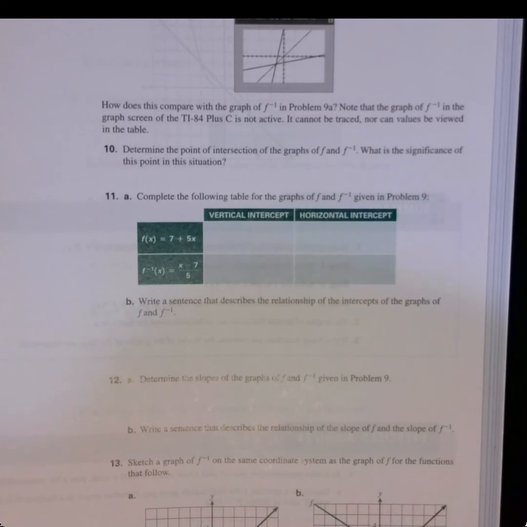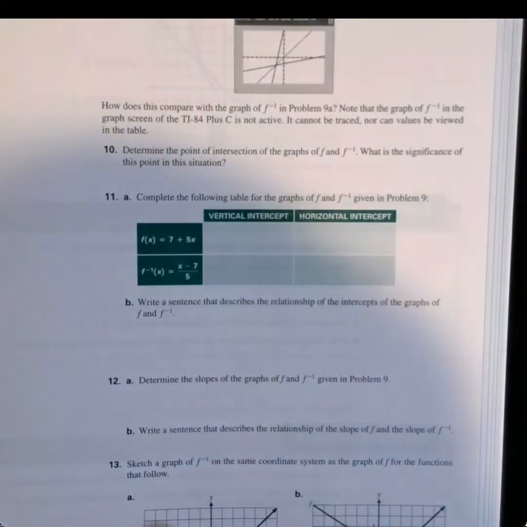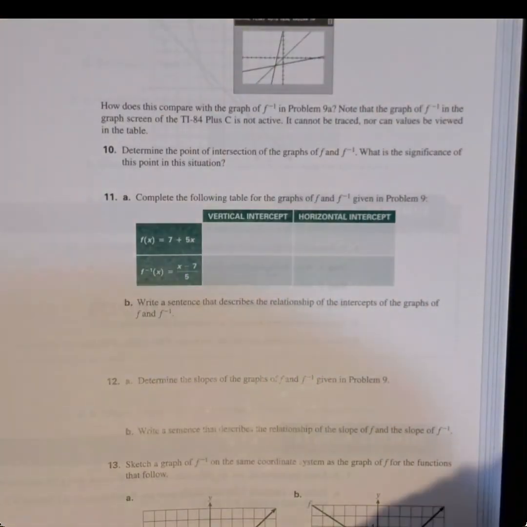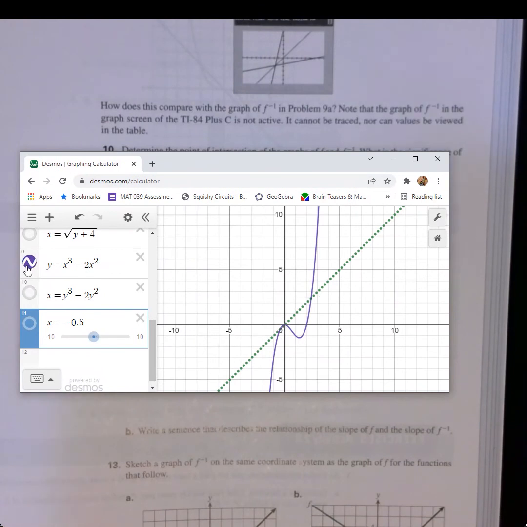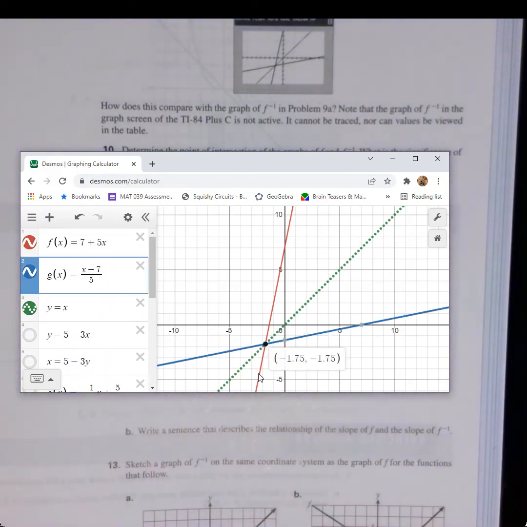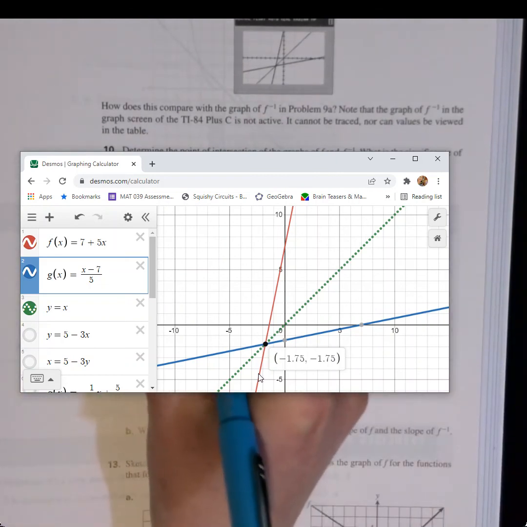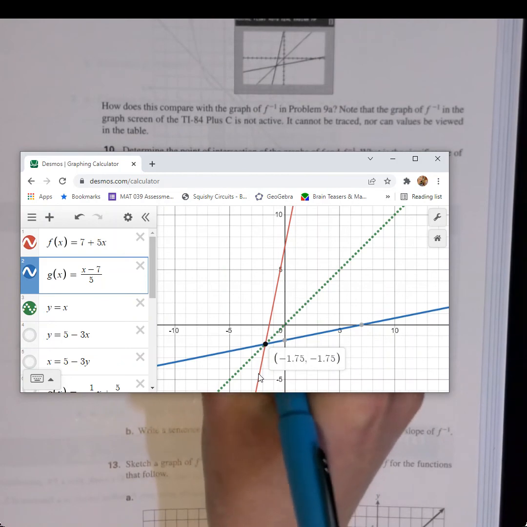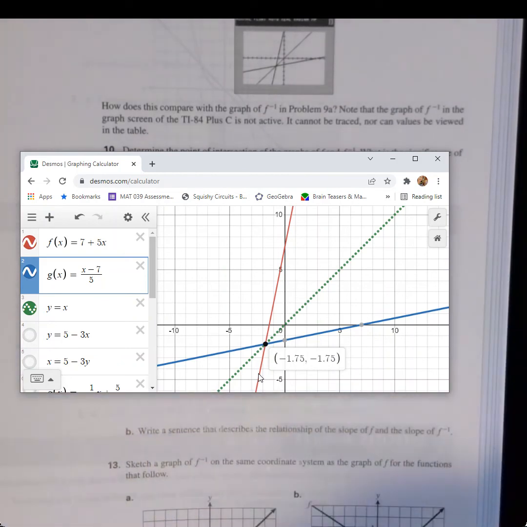We are looking at, what are we doing? Determine the point of intersection of the graphs of f and f inverse. Are we still using, yes, we're still using those. Okay, so let me go back to those two functions that they had asked us to use right here. Determine the intersection point. So the intersection point is at negative 1.75, comma, negative 1.75. What is the significance of the point in this situation?